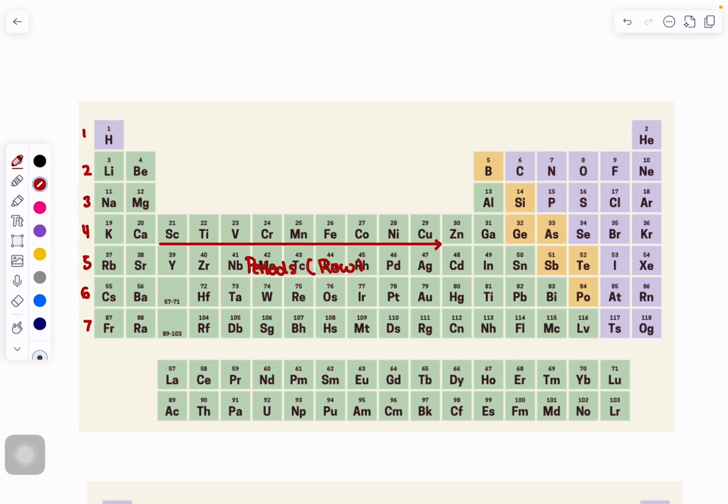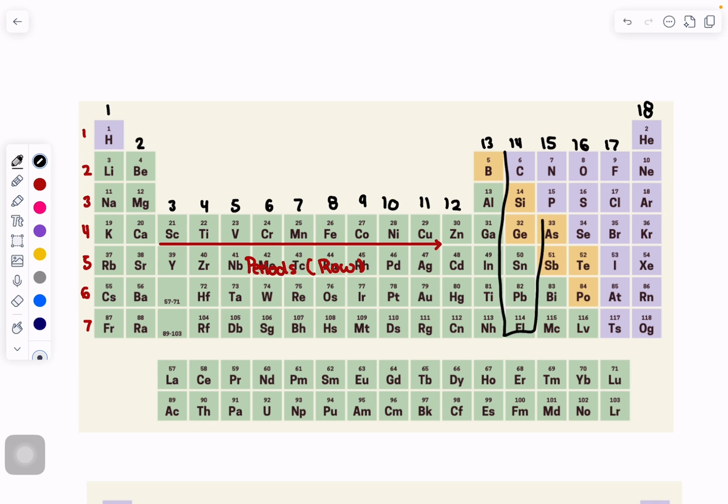Now, there are 18 groups. Group 1, 2, 3, 4, 5, 6, 7, 8, 9, 10, 11, 12, 13, 14, 15, 16, 17, 18. And the groups are the columns.